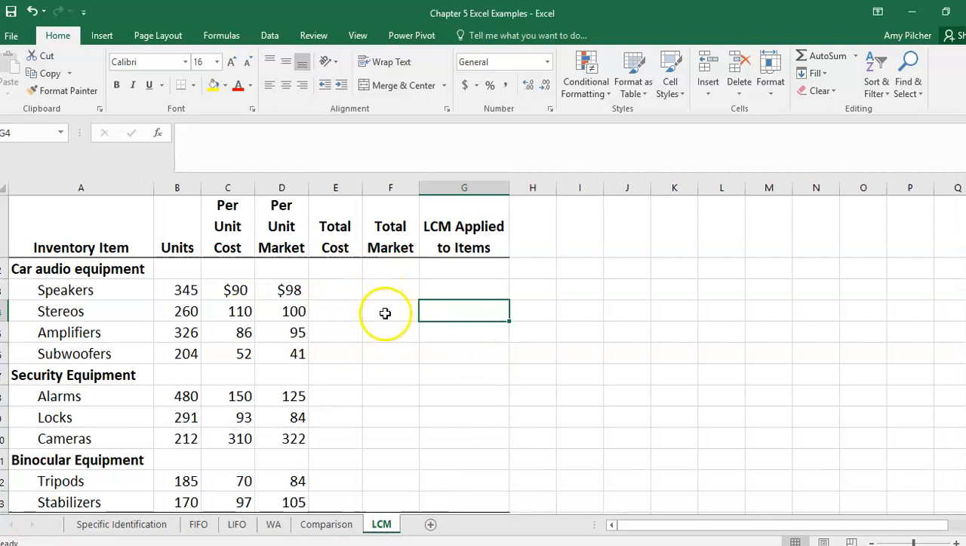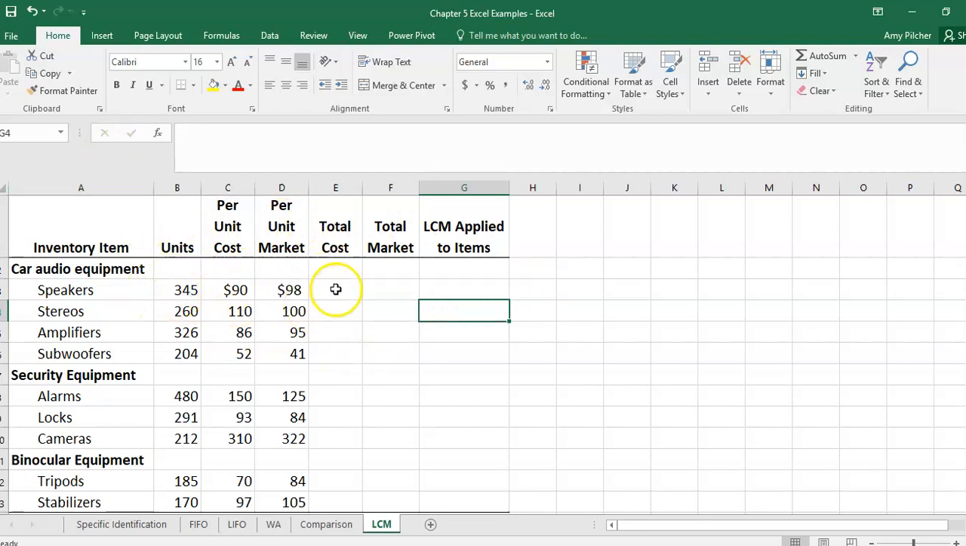Our last example for Chapter 5 is lower of cost or market. When a business has inventory whose market value has moved below its original cost, which means that they would no longer be able to sell it at a profit, but they would take a loss on it, they are able to write down their inventory to the lower of their cost or market price. So we have a business here that has done the analysis of their market cost versus their per unit cost.